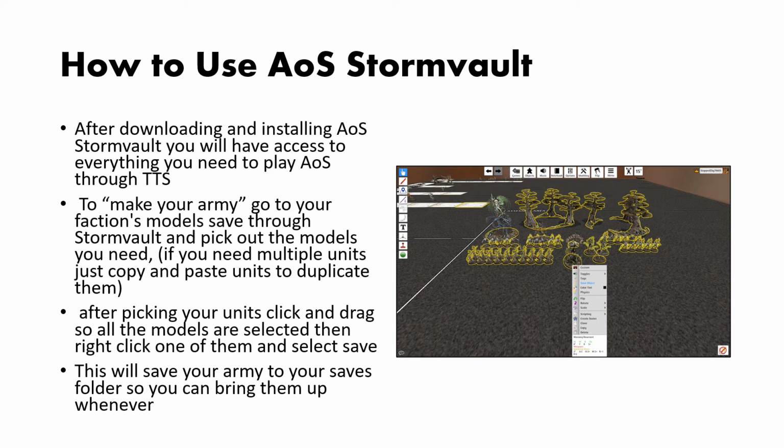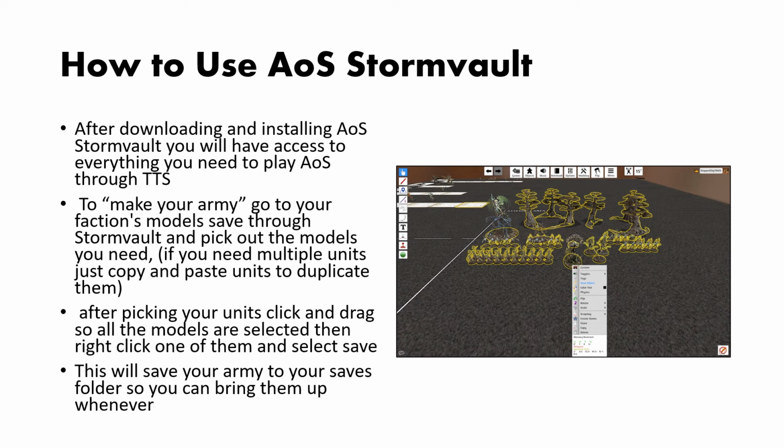Once you've got all the models that you need for your army, you can click and drag to select all of the models. And then if you right click one of them, you pull up a menu and then you want to go to Save Objects.